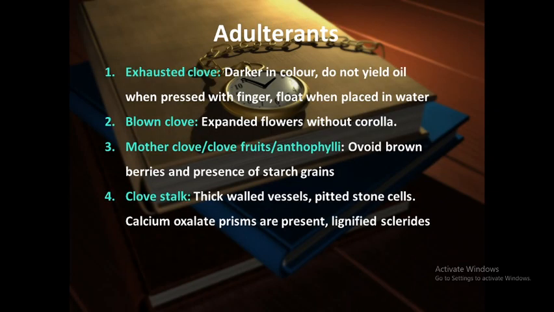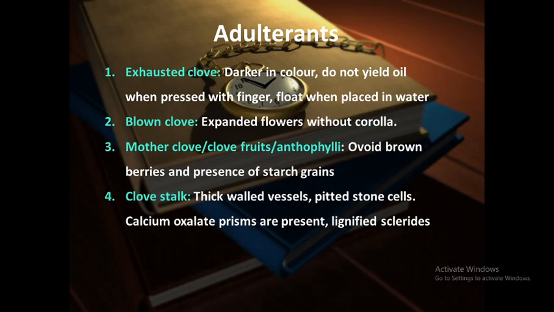Just see the adulterants. This is most important as far as your competitive examinations are concerned. So which are the different adulterants in the clove bud? First is exhausted clove. This exhausted clove is darker in color and does not yield oil when pressed with the finger. These are the exhausted cloves. So they do not yield the oils, that is volatile oil, when pressed with the finger. And most important thing, exhausted clove floats when placed in water.